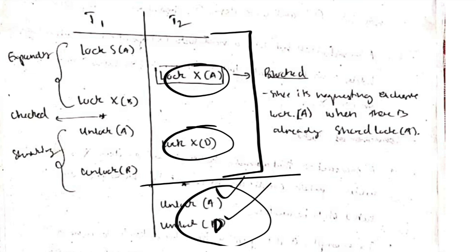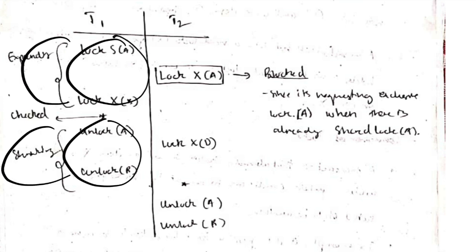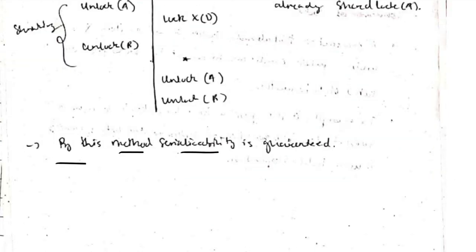Okay, so there are two phases: expansion phase and shrinking phase. The locks are acquired here, and the locks are unlocked here. If a lock is already acquired by some other transaction, a new transaction cannot lock it. Okay. By this method, the serializability is guaranteed.